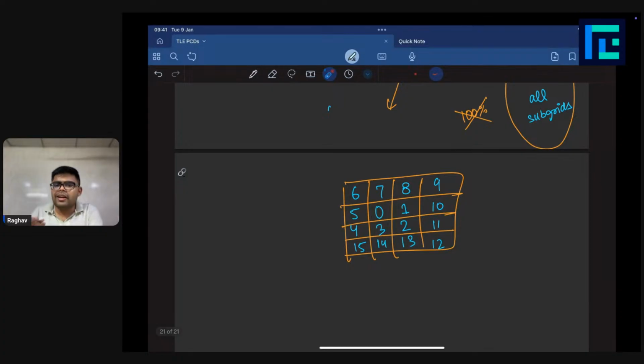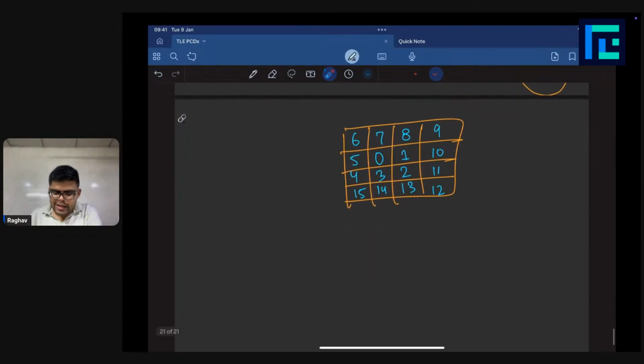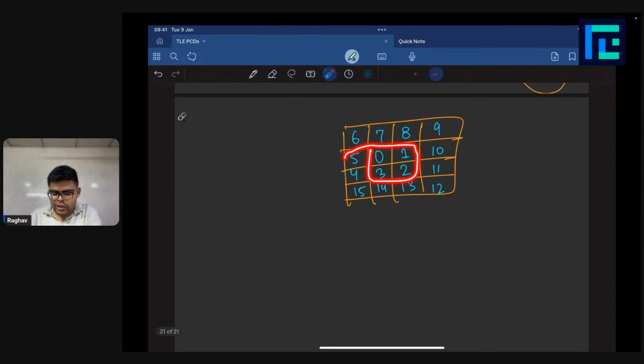All the subgrids that want to have 0 and 1 must include these 2 cells. All the subgrids that need to have 1, 0, 1, 2 must include all of these 4 cells. So they will basically get 0, 1, 2, 3, 4. Then all the subgrids having 0, 1, 2, 3, 4 will actually have to include 4 and 5, both of them together. Then it will become like this, then like this, then like this.